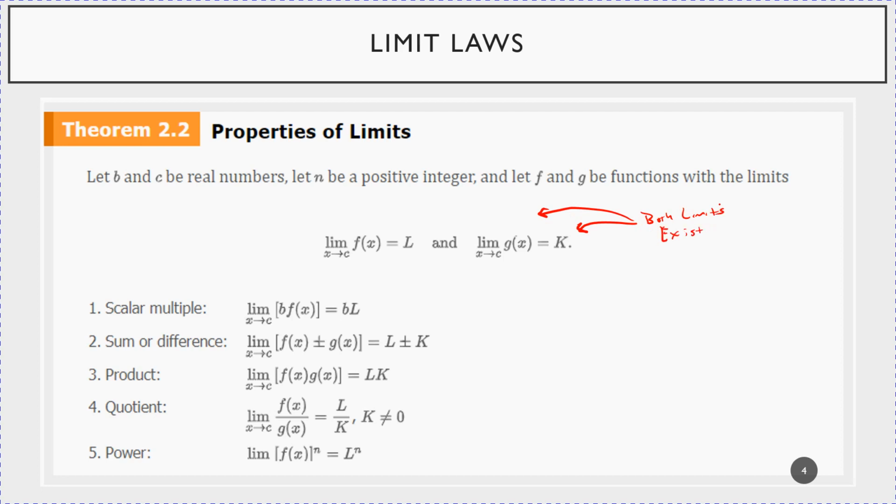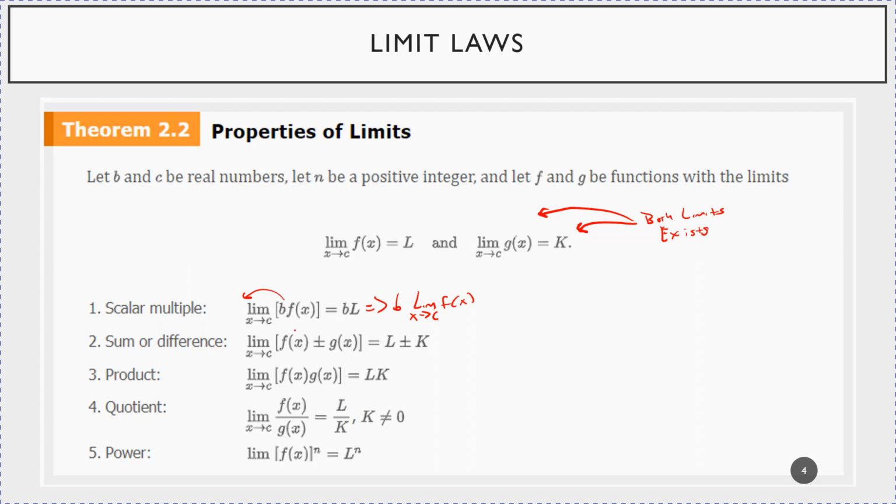So as long as both these limits exist, these properties fail if one of the limits does not exist. So both these limits need to exist. If the limit as x goes to c of some constant times a function, really what you're seeing here is, if it helps to see it this way, you could factor this out. So this becomes b times the limit as x goes to c of f of x.